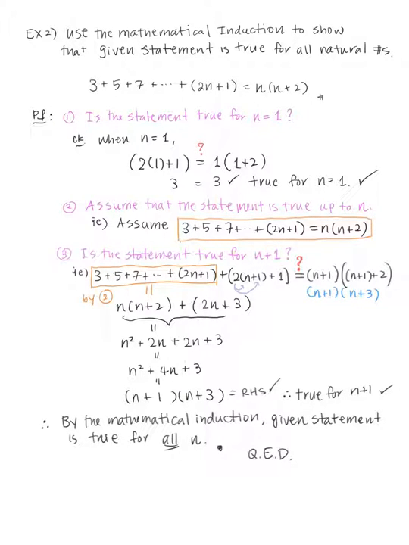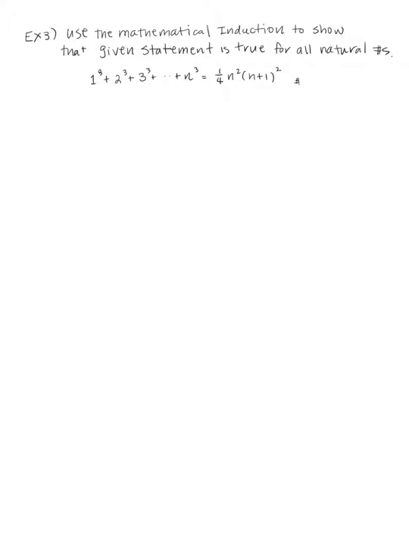Is it bad or kind of getting the hang of it? Just so that you get a little bit more comfortable, let's just do another one. Okay, we're going to do the same thing. Use mathematical induction to prove the following statement is true. So what do we got? 1 to the third plus 2 to the third plus all the way up to n to the third equals 1/4 times n squared times the quantity n plus 1 squared. Feel free to pause the video and try this on your own if you like.